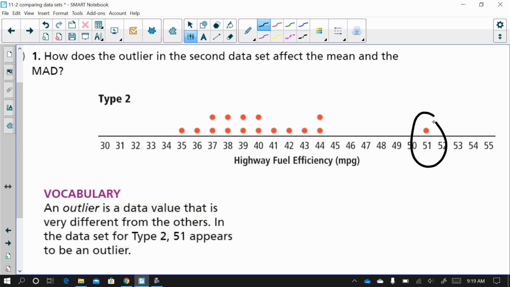So what do you think it's going to do to the mean and the MAD? If you said it's going to make the mean and the MAD higher, you are absolutely correct. The outlier is going to throw those off, and it's going to make them a little higher than what they would really be without the outlier.